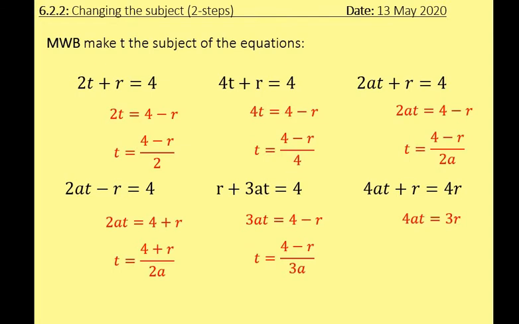Okay, I just went back and changed it. So we have 4at equals 3r, because when we take away r from both sides, 4r subtract r is 3r. And then we're going to divide both sides by 4a to get t equals 3r, all over 4a.